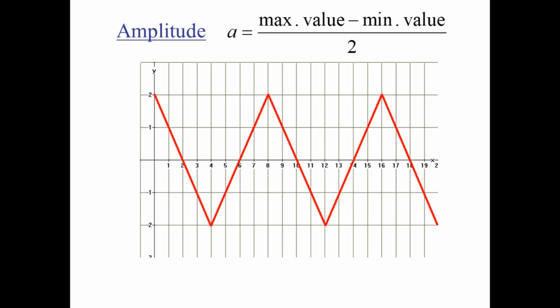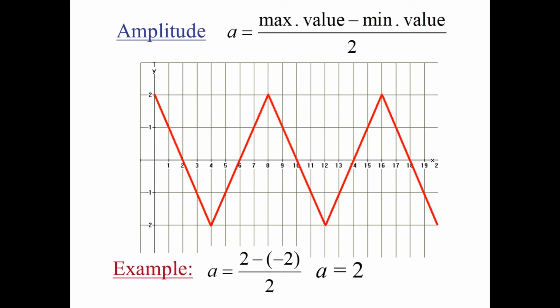A final example. The amplitude is max minus min over 2. Max is 2, min is minus 2. So it will be max minus min, 2 subtract negative 2, which is 2 plus 2. So it will be 4 over 2. The amplitude here is 2. The axis and the amplitude of a periodic function.